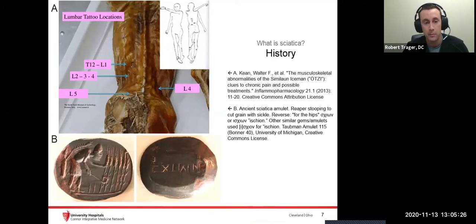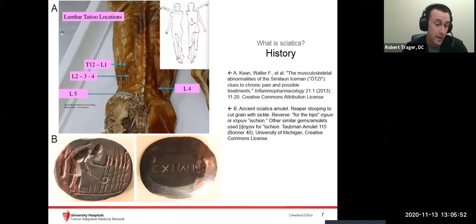And then on the bottom image, we see what we call a sciatica amulet, which was supposedly a pretty popular item to have on hand. This is from about 500 CE, and people would supposedly hold these to ward off sciatic pain. The image typically depicts some kind of manual labor. In this image, it's a reaper, and he's bending over, cutting grain.